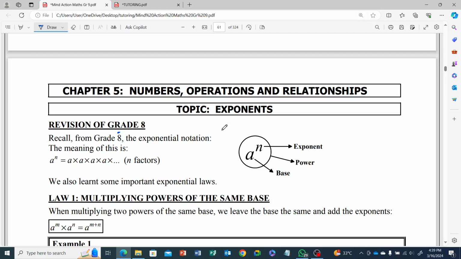Good day, fellow grade nines. Today we are going to deal with exponents.